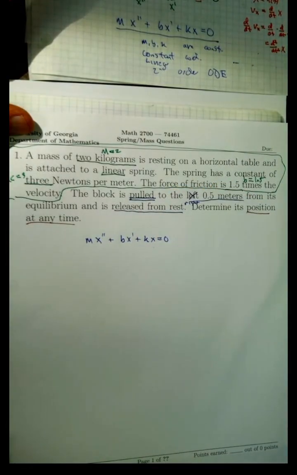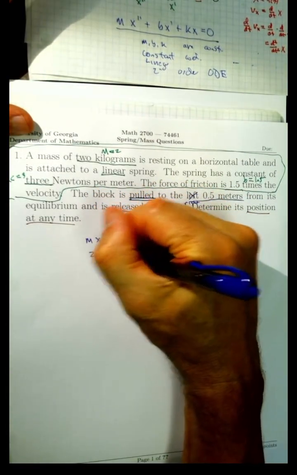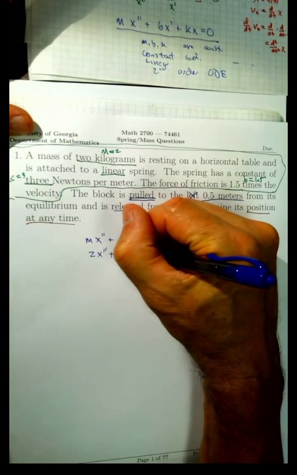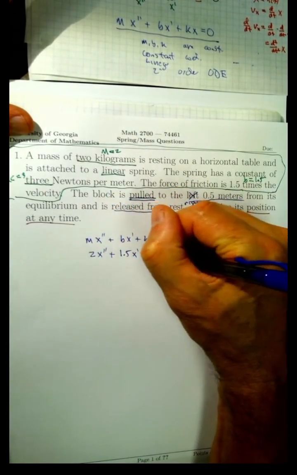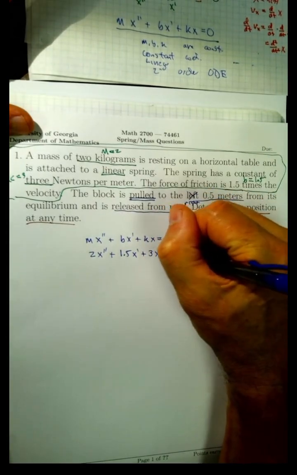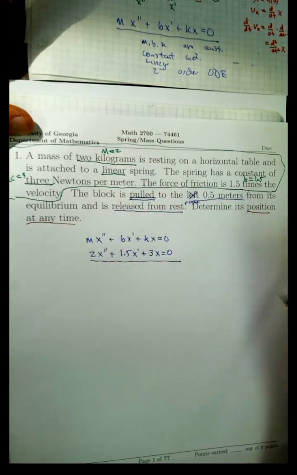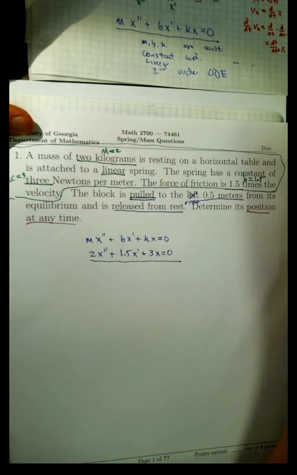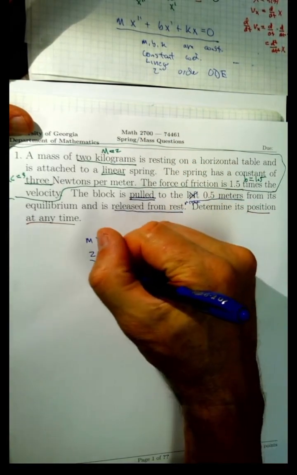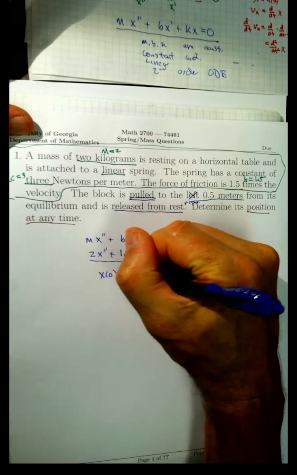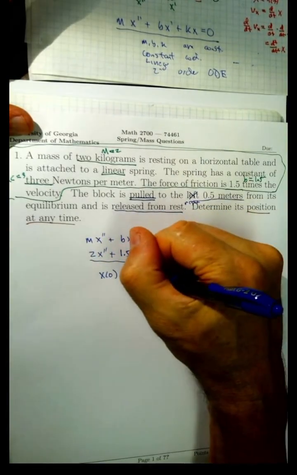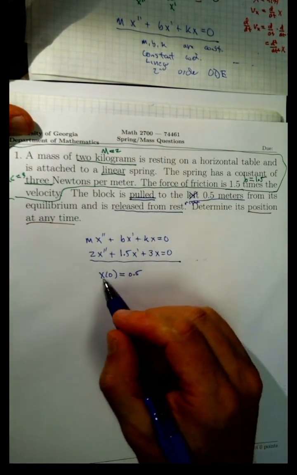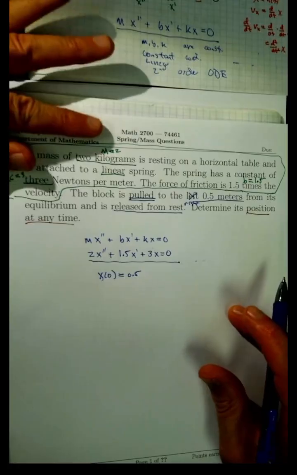The differential equation is in this form. I know that m is 2, and I know that b is 1.5, and that k is 3. There's my differential equation. If I'm going to pull it 1/2 meters from equilibrium, that means initially it's going to be at 0.5. So when t equals 0, the displacement is 0.5.